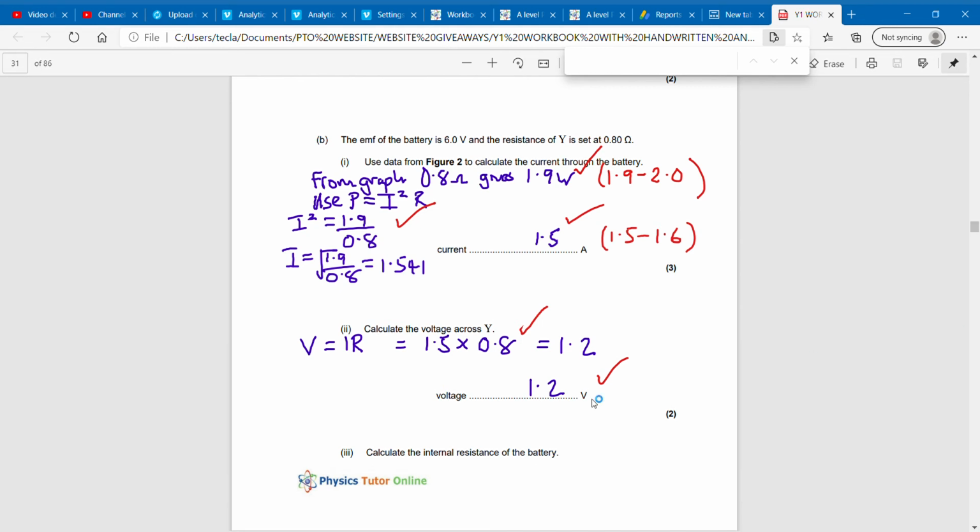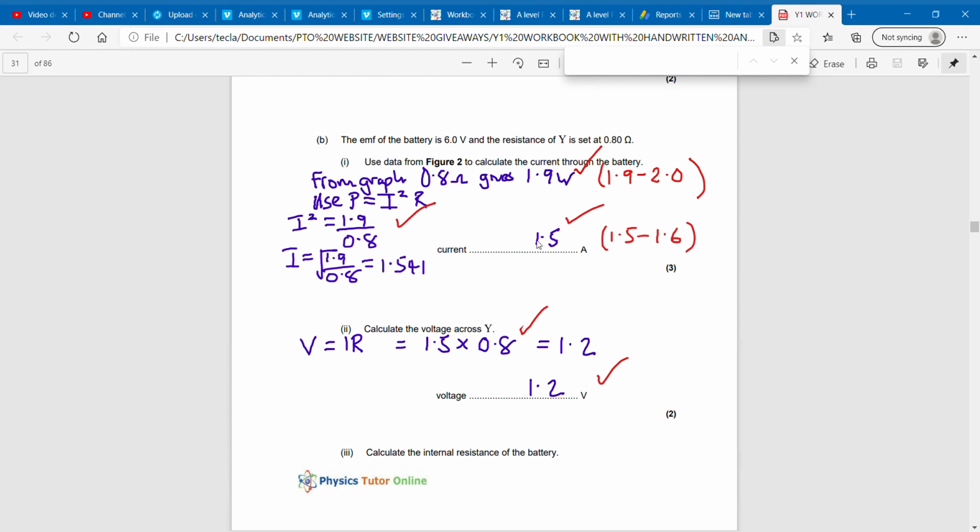For B part 2, calculate the voltage across Y using V equals I times R. So we've now got the current and the resistance, so it's 1.5 amps times 0.8 ohms equals 1.2 volts. So it's the current times the resistance. We're given the resistance in the question here, 0.8 ohms, and we've just calculated the current, 1.5 amps.